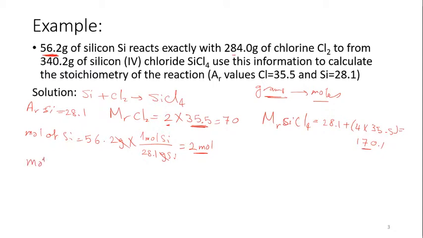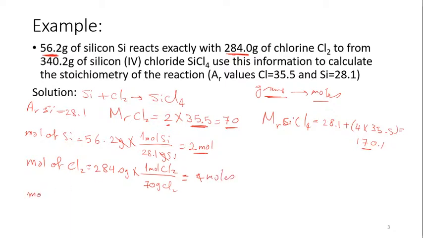Then I would calculate the moles of chlorine, which would be equal to the given information, which is 284 grams, multiplied by 1 mole of chlorine gas per 70 grams of chlorine. This would be equal to 4 moles.